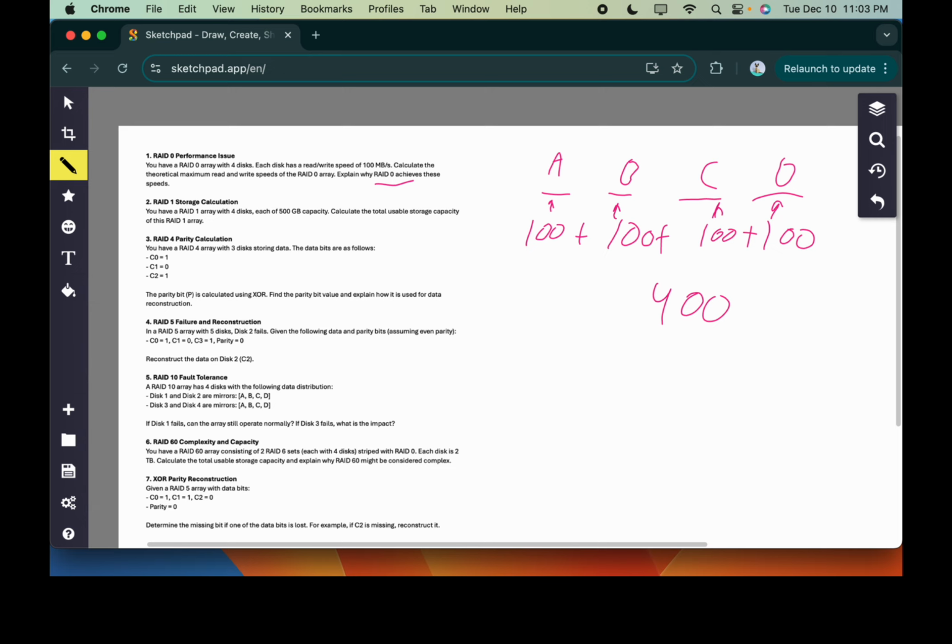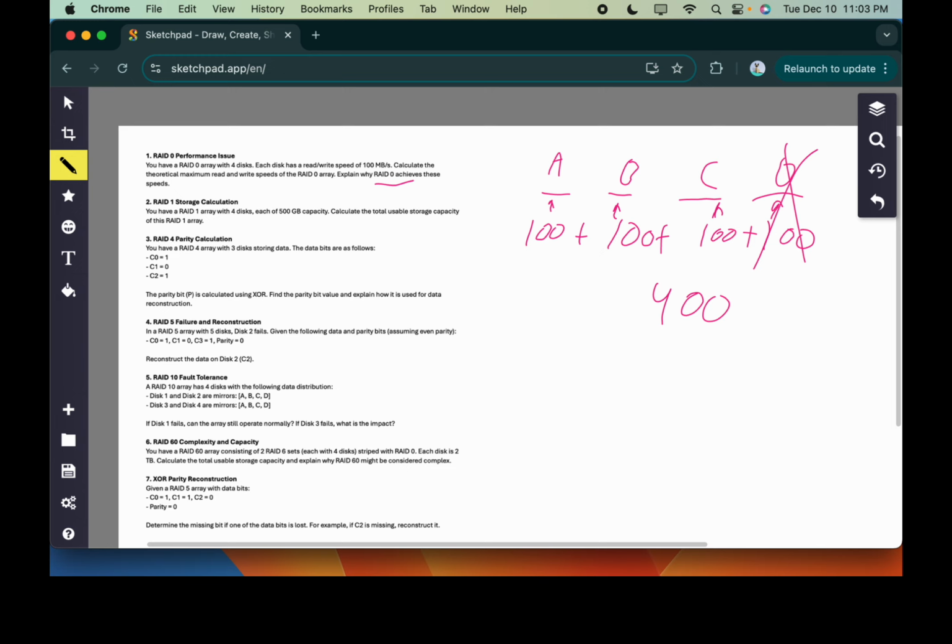If this was like a mirror, I would only have like half the disks. So striping is actually very good. But it's not good when one of the disks goes down. If this disk goes down, good luck. You can't read anything else. So that would be the case for question 1.